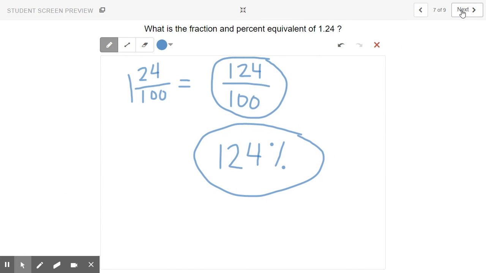What is the fraction percent equivalent of 1.24? 1.24 is written as 1 and 24 hundredths. So as a fraction, it's 124 over 100, which is 124%.